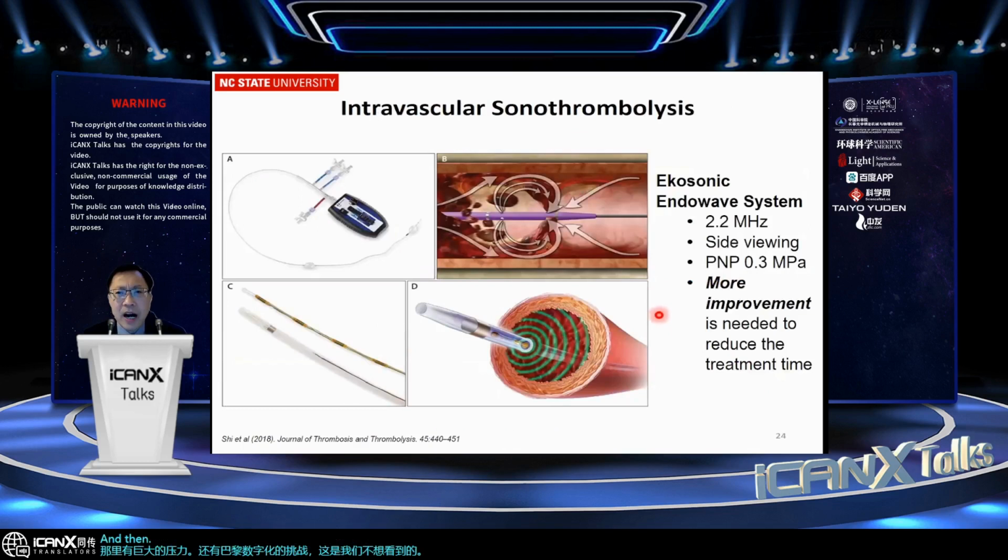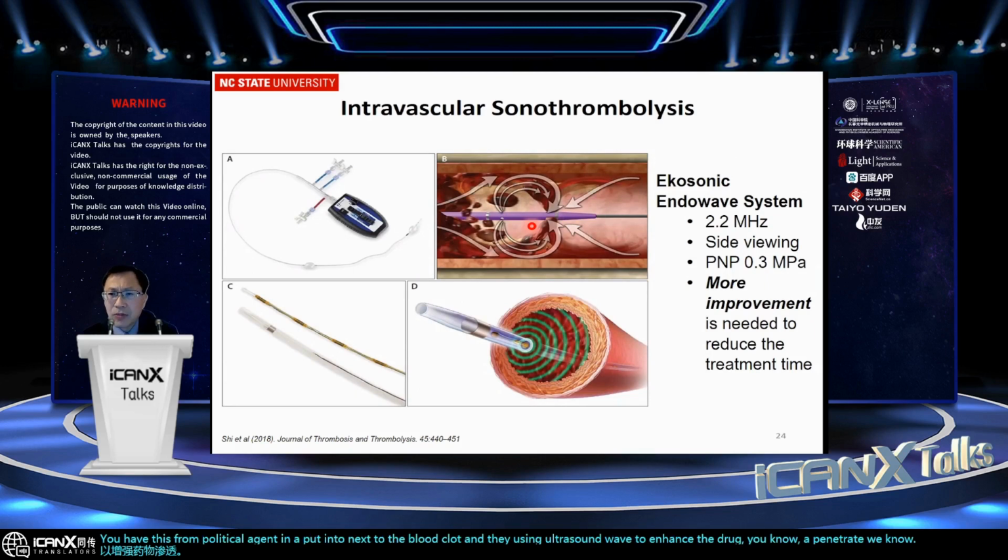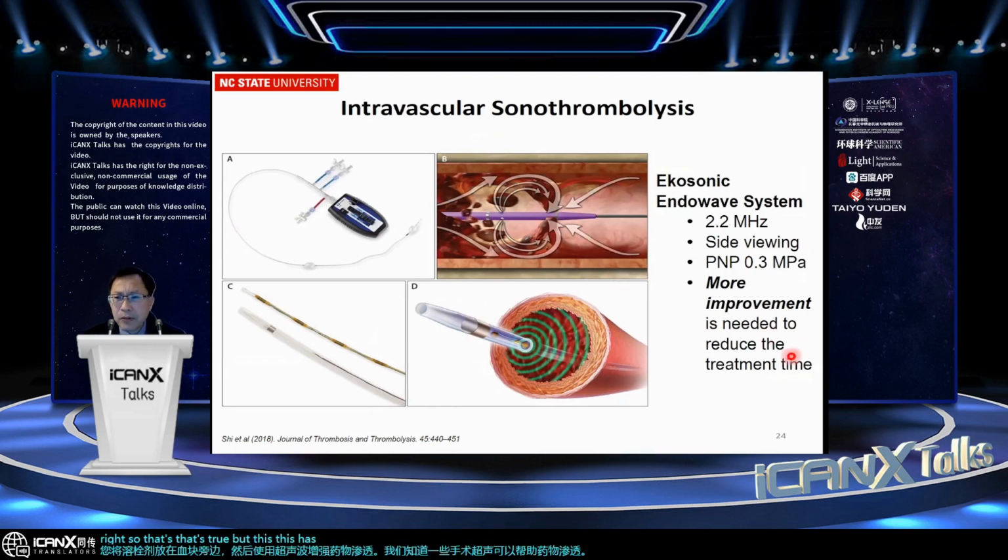And then there's an ultrasonic solution, back to probably 10, 20 years ago. It's called the EKOS system. What that is, they use ultrasound waves to enhance drug penetration. You have the thrombolytic agent put next to the blood clot, and then use ultrasound waves to enhance the drug penetration. We know sonoporation, ultrasound can help drug penetration, right? So that's true. But this has some improvement, but more improvement certainly is needed to reduce the treatment time.